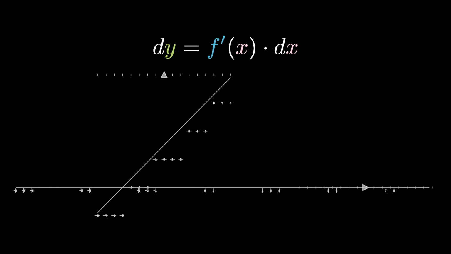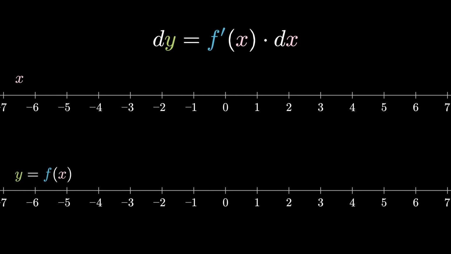To visualize it, let's break apart the Cartesian axes. This gives us two number lines, an input space and an output space. If I place a point x on the input space, this point is mapped to another point on the output space, f of x. Now what our differential tells us is that if we were to take some small step dx, the resulting step dy equals the derivative of f of x times dx as dx approaches zero.